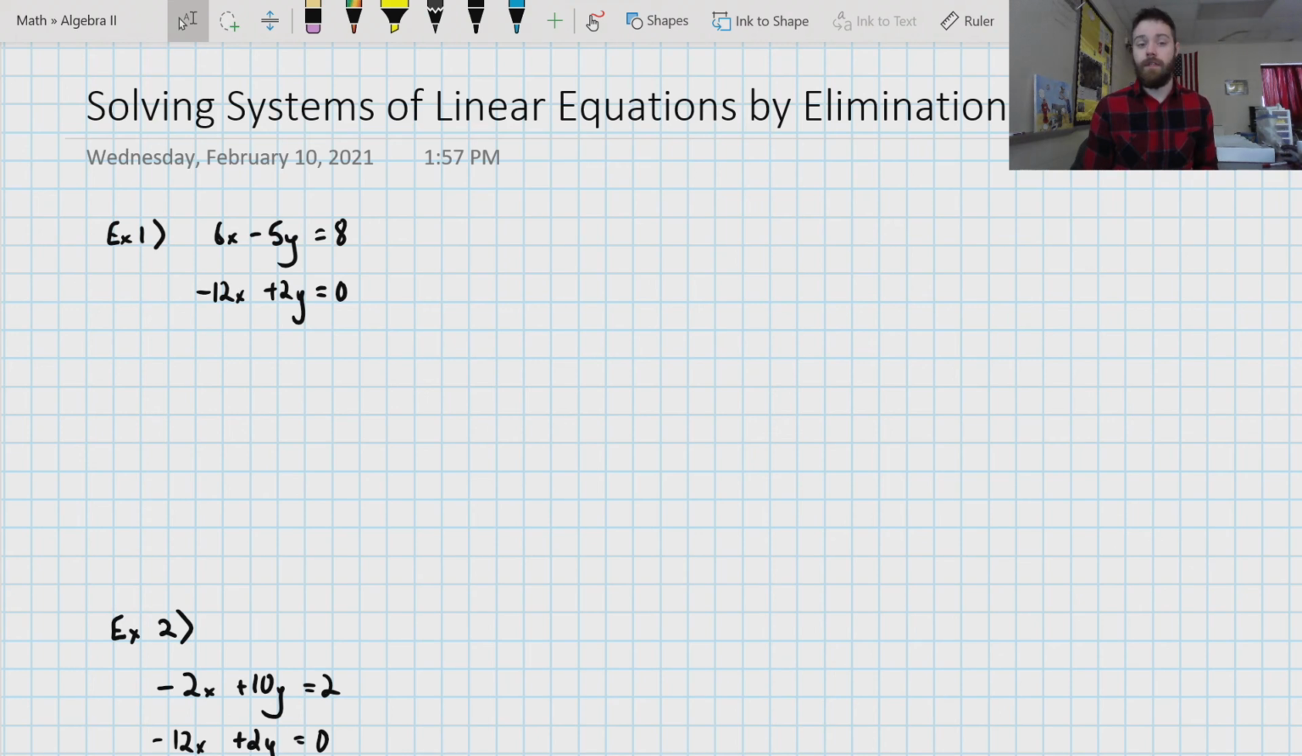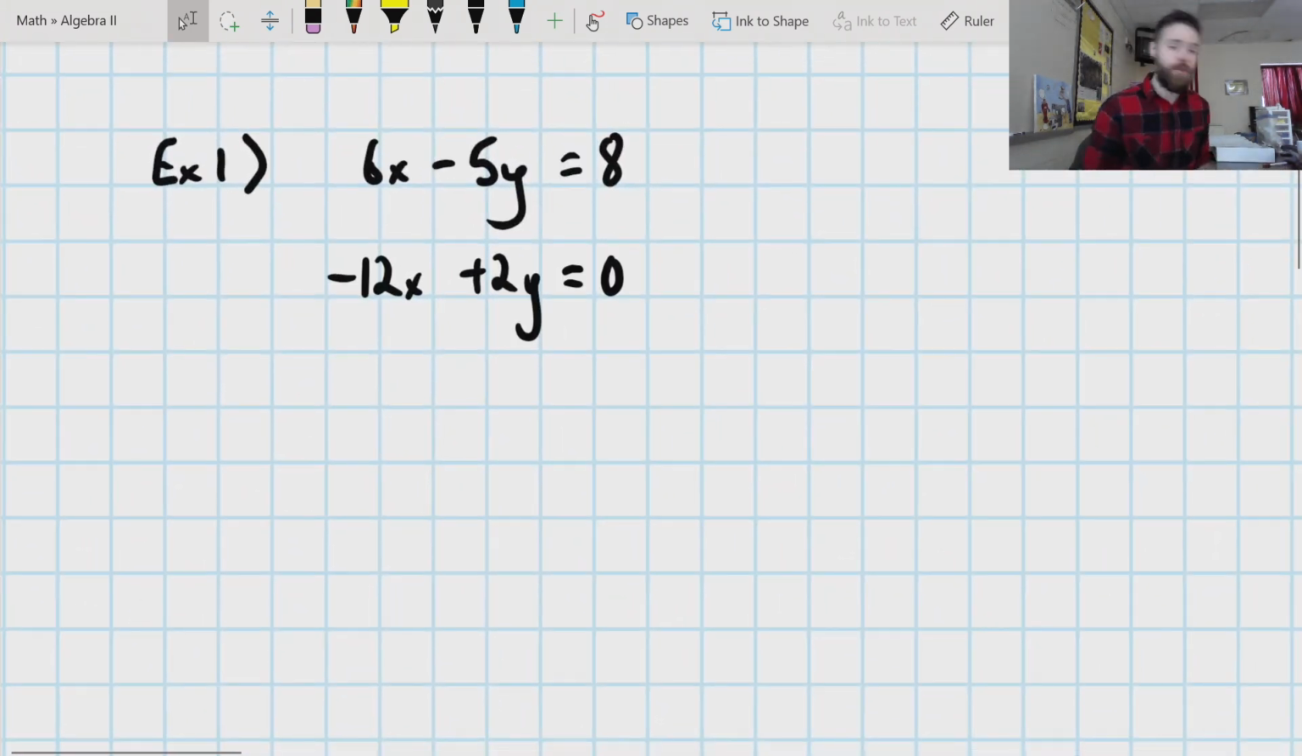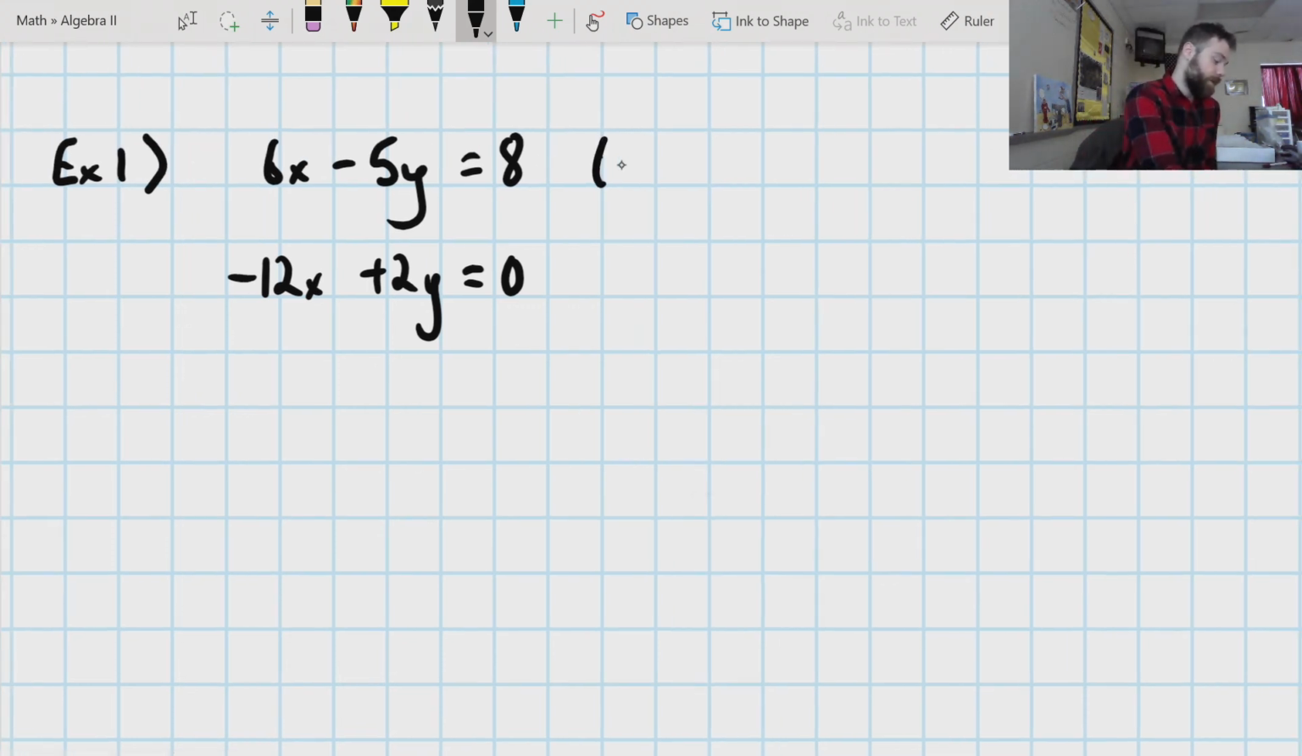And so what you can do is take a whole equation and operate on it with multiplication or division. So if I take a look here at example 1, what you should notice is that none of the coefficients match. So 6 doesn't match with negative 12 in front of the x's, and then negative 5y and 2y do not match. So what I'm going to have to do is multiply one or both of the equations by a number to get them to match. So if I take a look here, the thing that I will notice is that the second equation, the coefficient on x, is already negative.